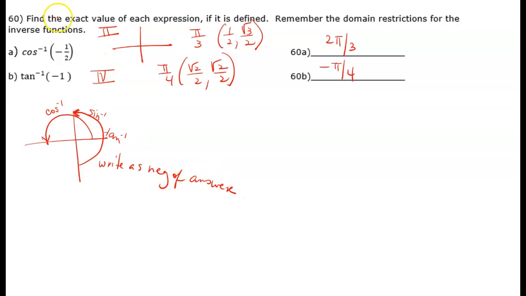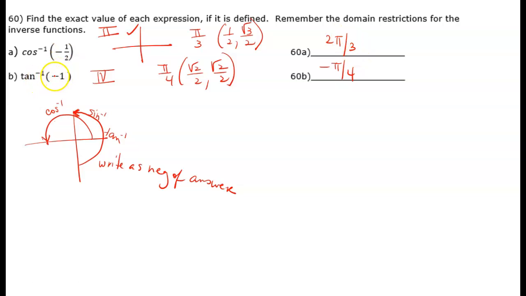Okay. So on this first one, if I'm looking for inverse cosine of negative 1/2, I have to think which of the coordinates have an x coordinate of 1/2. That would be my pi over 3's. And since I need it to be negative, cosine is negative in the second quadrant. So I need a second quadrant pi over 3 angle, and that's going to be 2 pi over 3.